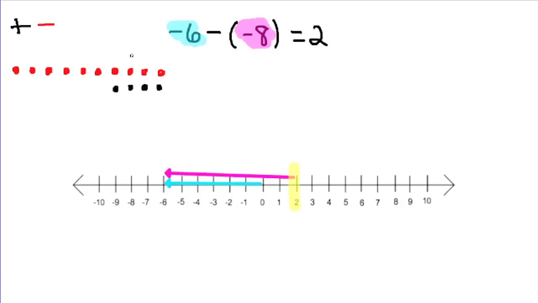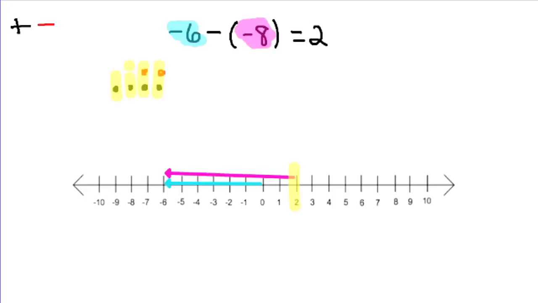Notice that it doesn't really matter how many 0 pairs I bring in, just as long as I have enough negative tokens to take away. So let's just quickly identify those 0 pairs with our highlighter. 1, 2, 3, 4 0 pairs, and so I still have a value of 1, 2, 3, 4, 5, 6 negatives. I'm going to take away 8 of the negatives using my eraser. So I've got 1, 2, 3, 4, 5, 6, 7, 8. I've taken away 8 negatives.